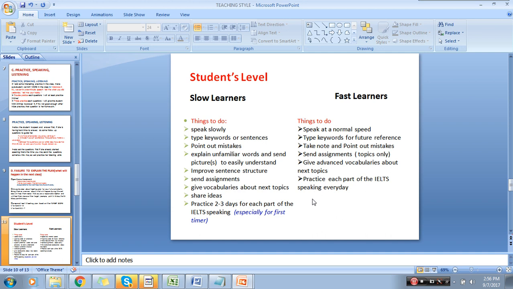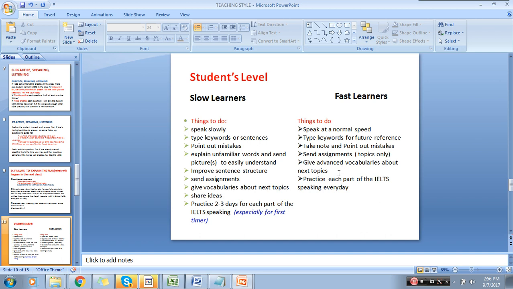to the next one. For fast learners, the things that you have to remember: just speak at a normal speed. You may type keywords for future reference, take notes and point out mistakes immediately. Send assignments. You may just send a topic only. For example, for part 1 housework, do not send a question.